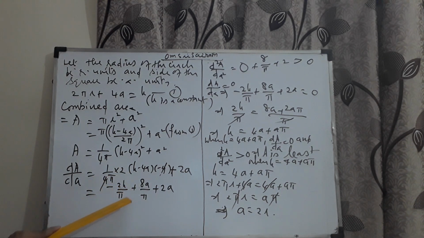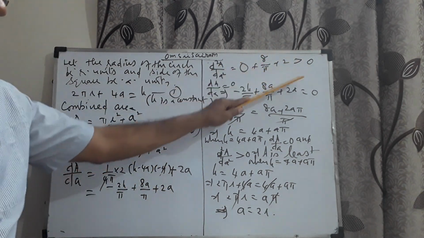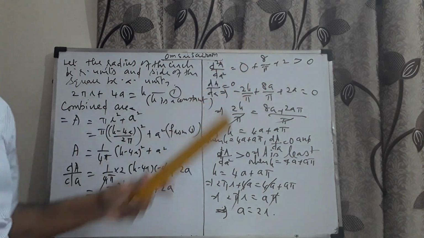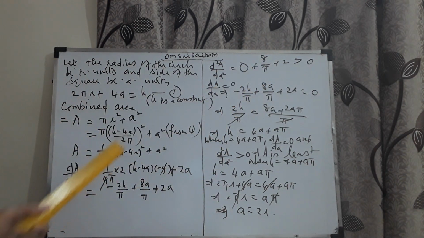2 is a constant, k is a constant, pi is a constant. Of course, minus 2 is a constant, along with the minus sign. For the remaining terms, the derivative becomes 8 by pi plus 2. There is no a involved here. All the quantities are positive: 8 is positive, pi is positive, 8 by pi is positive, 2 is positive. Therefore, it is positive for any real value of a.